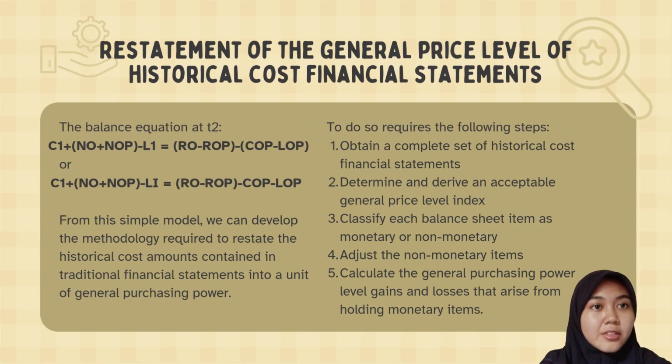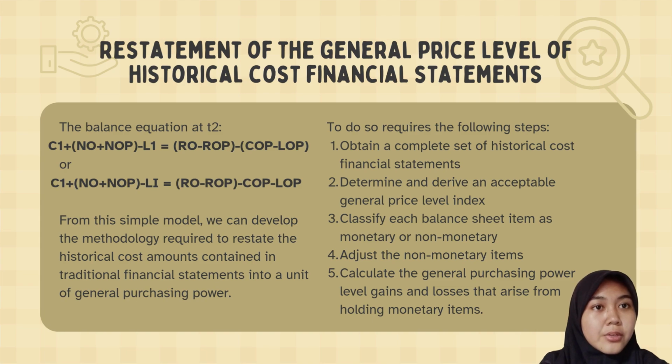The balance equation at T1 can be restated as the first formula or the second formula. Consequently, L0P represents the gain on liabilities incurred during the period, and C0P represents the loss incurred by holding monetary assets from T0 to T1. From this simple model, we can develop the methodology required to restate the historical cost amounts contained in traditional financial statements into a unit of general purchasing power.